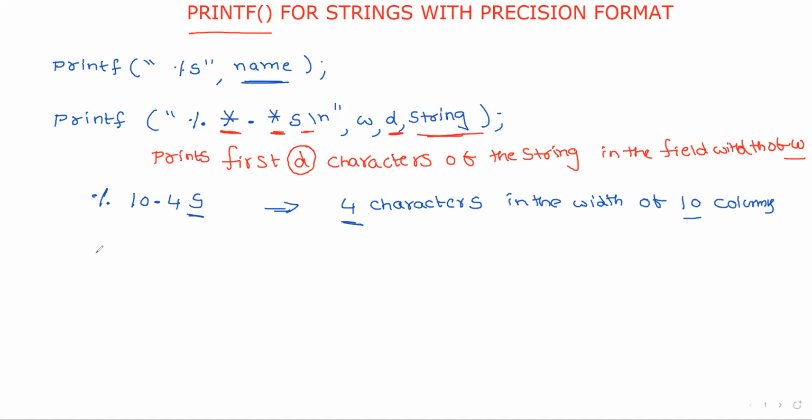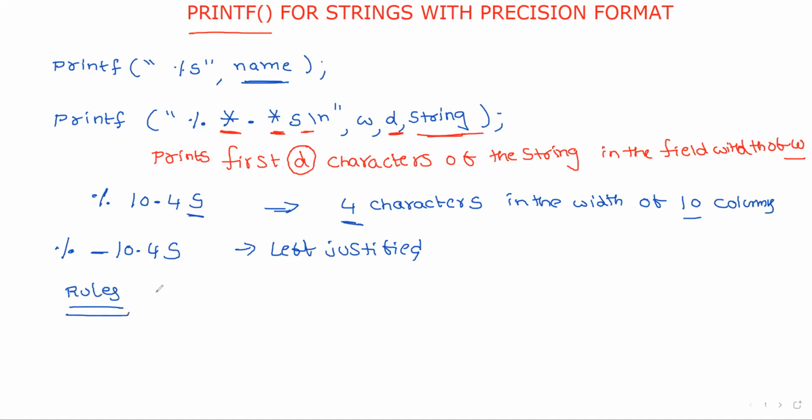For example, if you give the minus symbol, the concept is the same, but the output is left justified. Left justified means the string is printed from the left side.